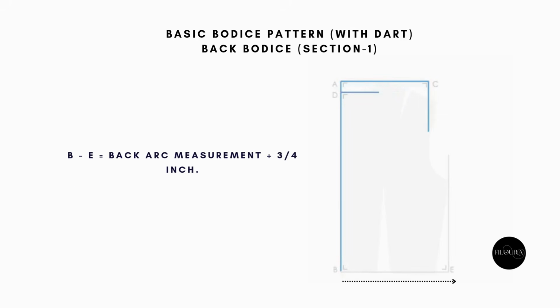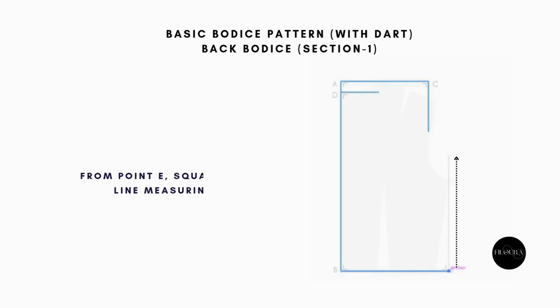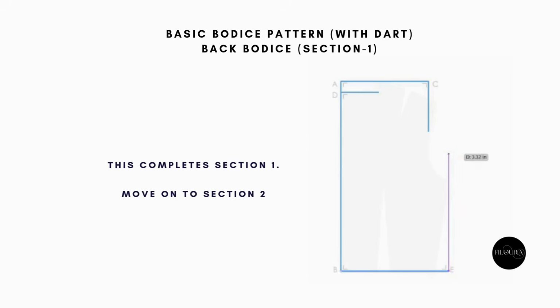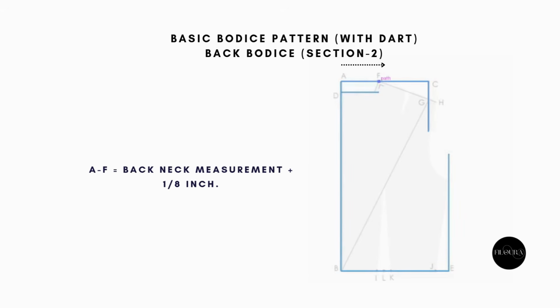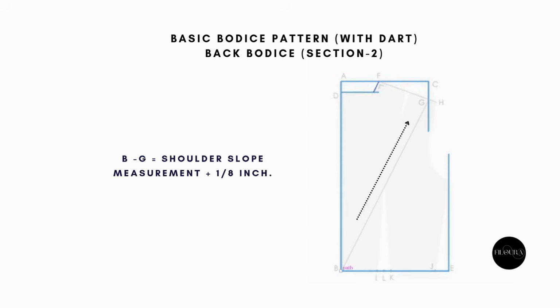Next, mark B to E back arc measurement plus 3/4 inch. From point E, square up a vertical line measuring 11 inches. Now that completes section 1, let's move on to section 2. Mark A to F back neck measurement plus 1/8 inch. Next, draw B to G shoulder slope measurement plus 1/8 inch.